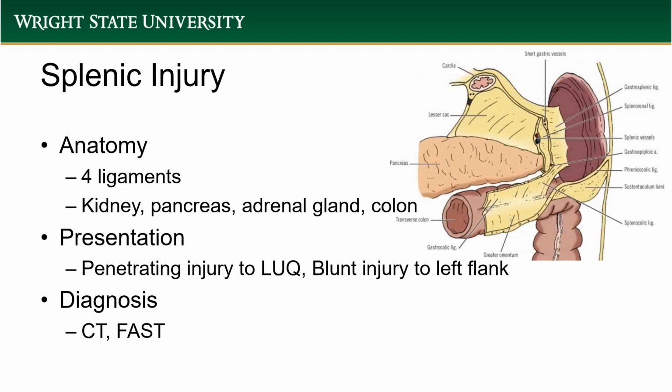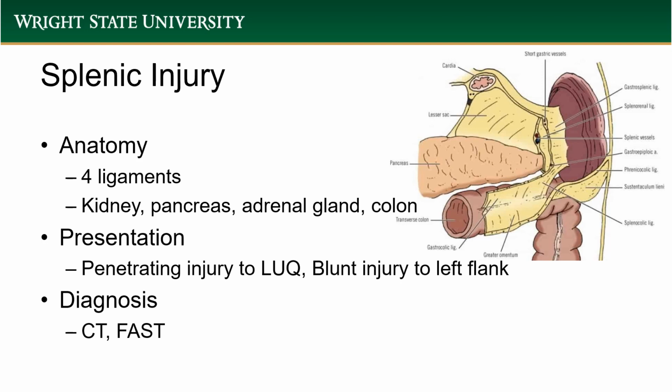Superiorly, it's attached to the diaphragm via that splenophrenic ligament. Posteriorly, it's associated with the left adrenal gland and left kidney. Medially, it is very closely associated with the tail of the pancreas, and that is where our hilar vessels exist. And then inferiorly, it's pretty closely associated with our splenic flexure of the colon. If you're pursuing operative management of a splenic injury, you should consider evaluating all of these organs for damage as well.